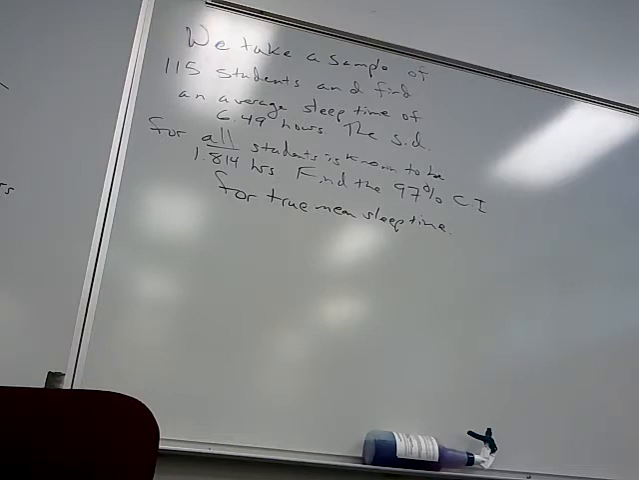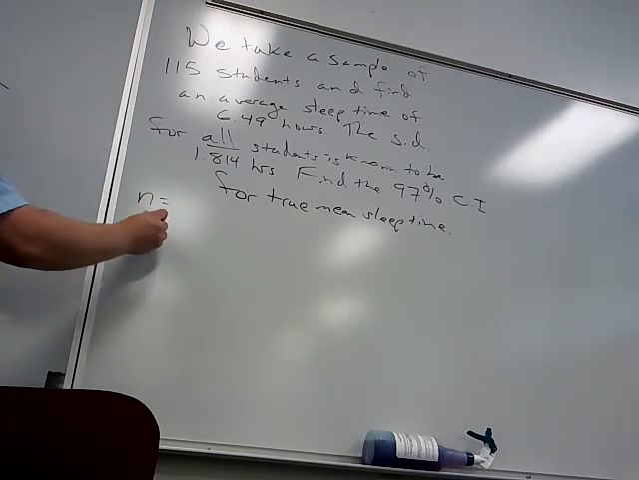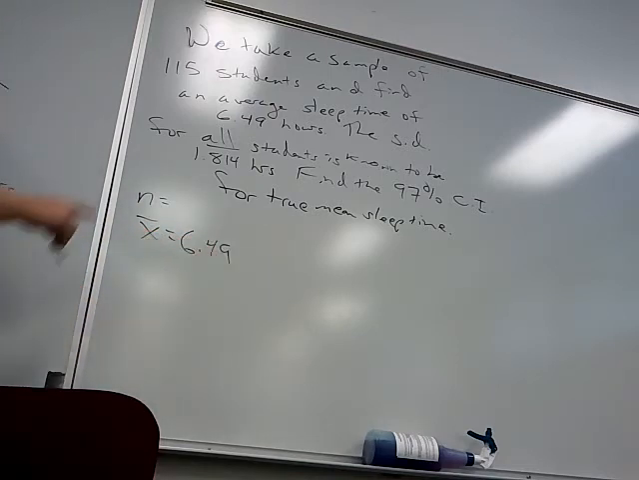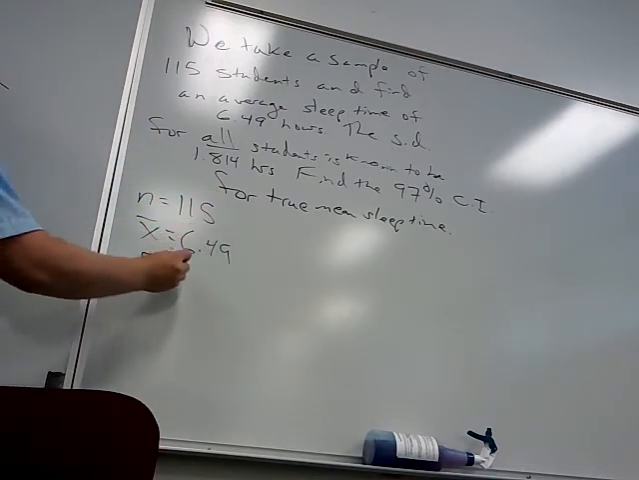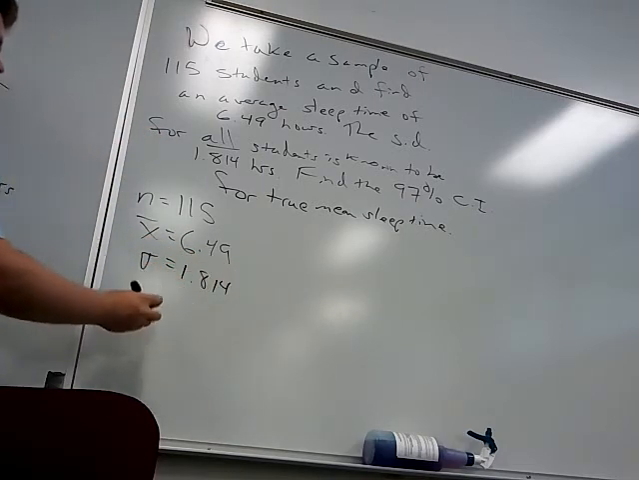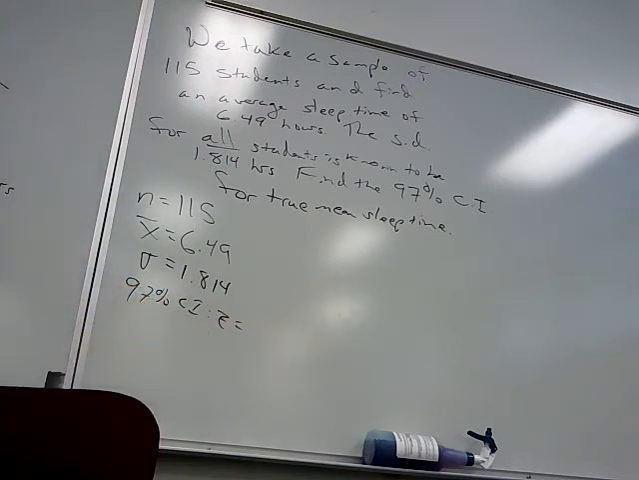Okay. So can you summarize for me what you know and what you need to know? What do we know for sure? All right, so the average was 6.49. 115 is N. Sigma is, careful now, 1.814. And I want the 97% confidence interval, so now I've got to figure out what that z-score is. So take a second, or maybe several seconds, and figure that out.